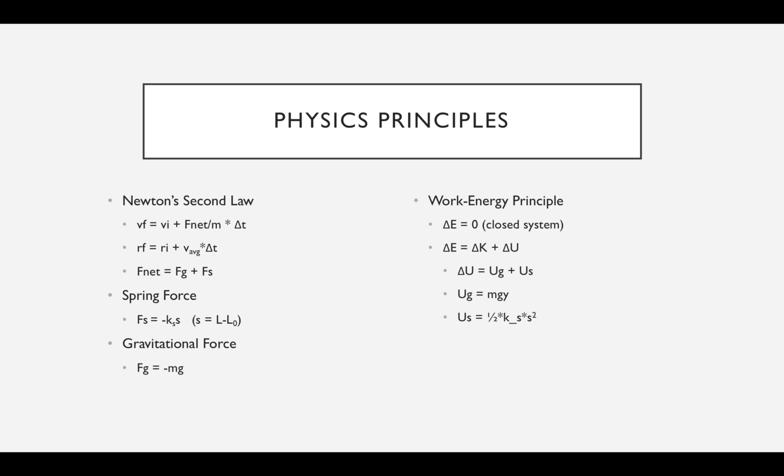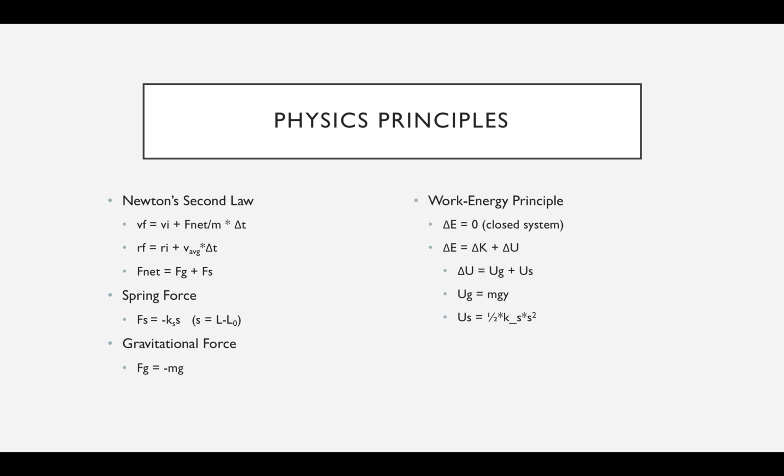The physics principles involved in this lab were Newton's second law, spring force, gravitational force, and the energy principle. Newton's second law was rearranged to find the final velocity and final positions of the system, and the net force was calculated by adding up all the forces acting on the system, which in this case were the spring force and the gravitational force. The spring force was calculated using Hooke's law, and the gravitational force was approximated as negative mg since the system was close to the surface of the Earth.